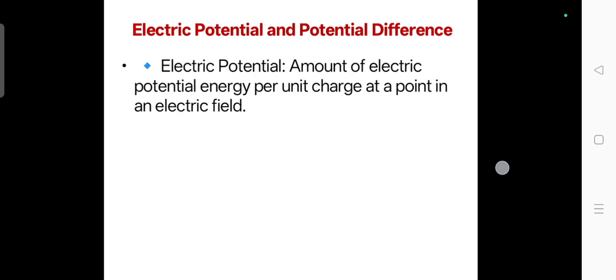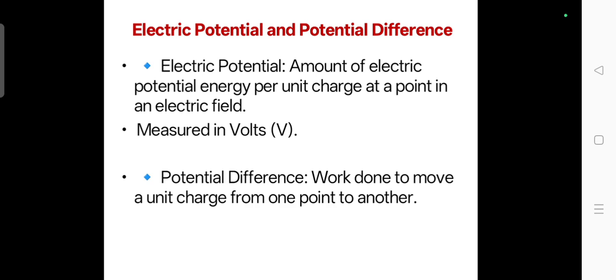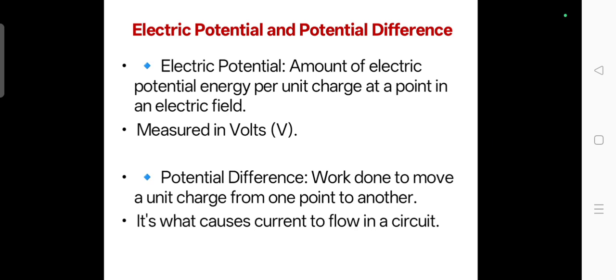Electric potential is the amount of electrical potential energy per unit charge at a point in an electric field, measured in volts. Then potential difference is the work done to move a unit charge from one point to another point. As we have discussed earlier, the unit charge is used to move the charge from one point to another point. And due to this potential difference, current flows in the circuit.